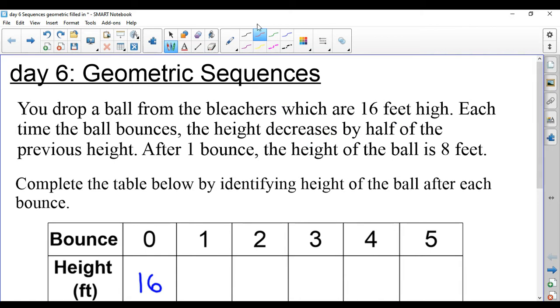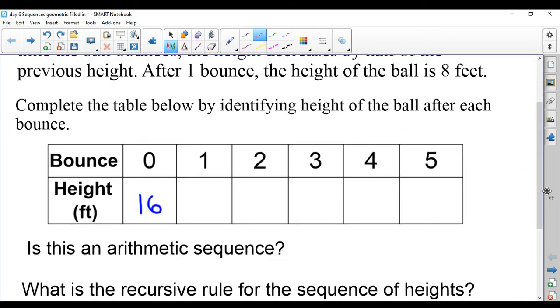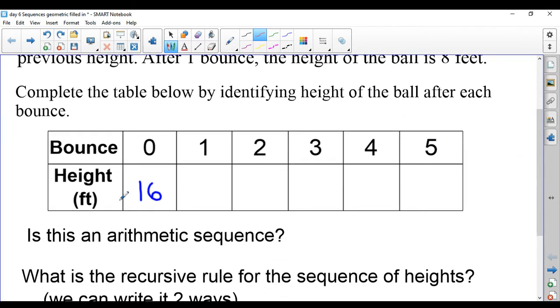I'm going to make a table showing the height of the ball after each bounce. It starts at 16 feet, so after 0 bounces, it's at 16 feet. After one bounce, it goes up to 8 feet. Then it goes half, 4 feet. Half of 4, 2 feet. Half of 2, 1 foot. Half of 1, 1/2 foot.